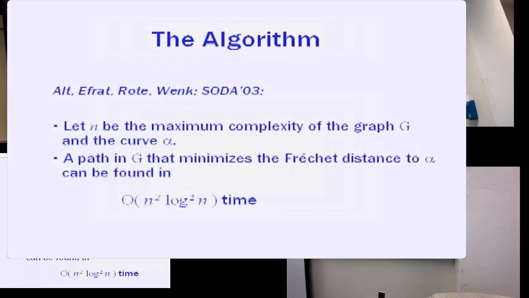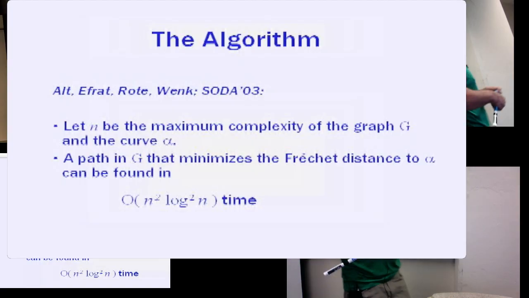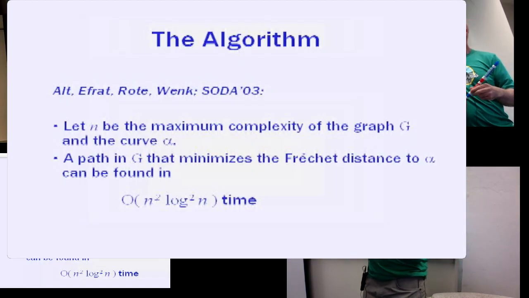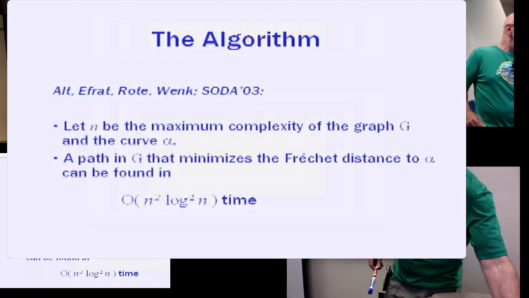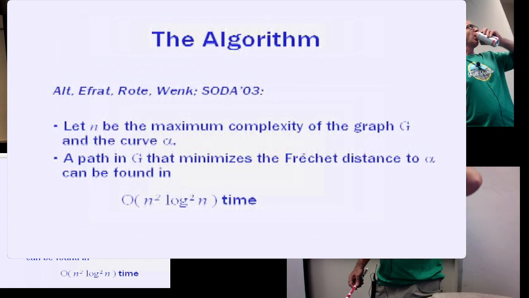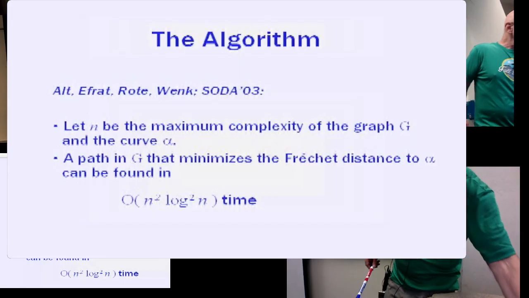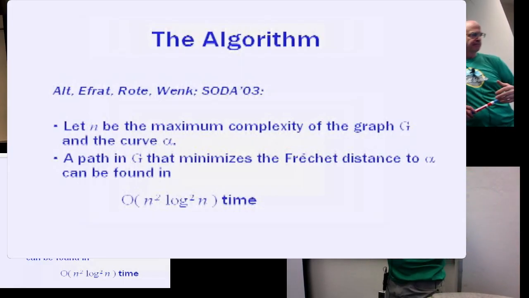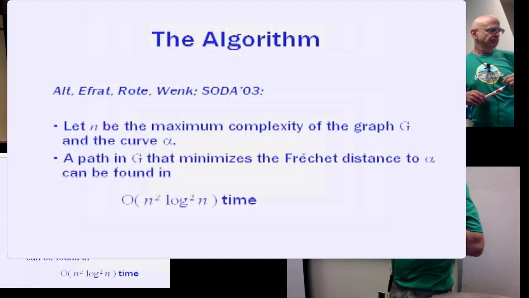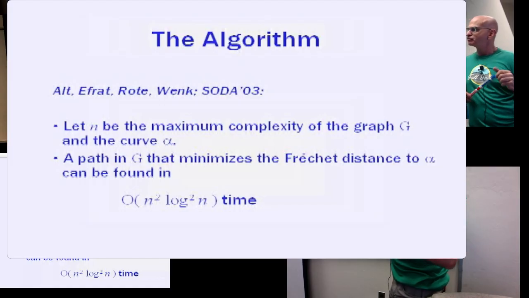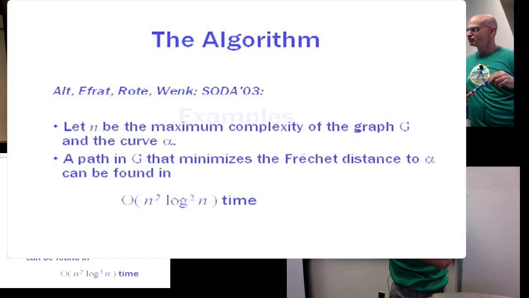We present an algorithm for this problem that finds the best-fitting path in the map. The runtime of our algorithm is order n squared log squared n, where n denotes the maximum of the complexities of the graph and the curve. Observe that this is only one log factor slower than the computation of the Fréchet distance between two curves, although we solve a more complicated partial matching task.